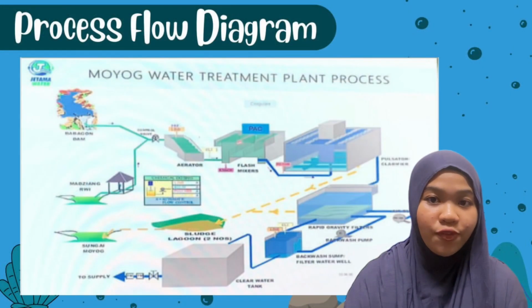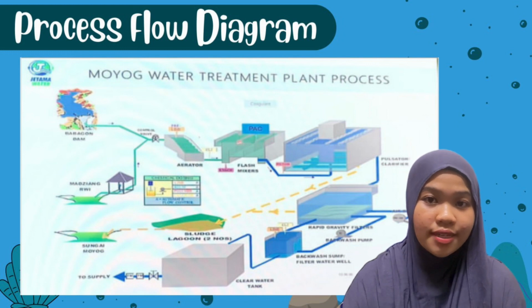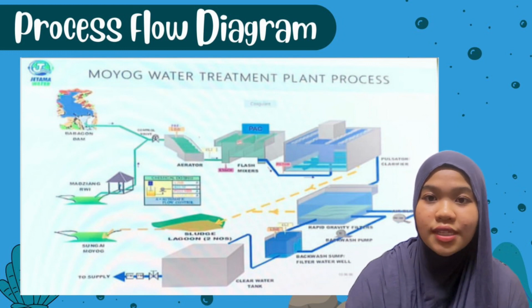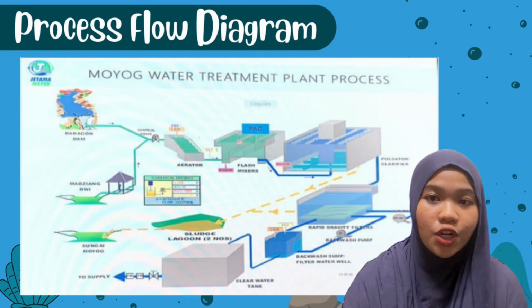Here is the process flow diagram of the Moyok water treatment plant, as it is built in a strategic area to facilitate accessibility to water from Babagonam and Moyok River at Kampung Mat Siam.